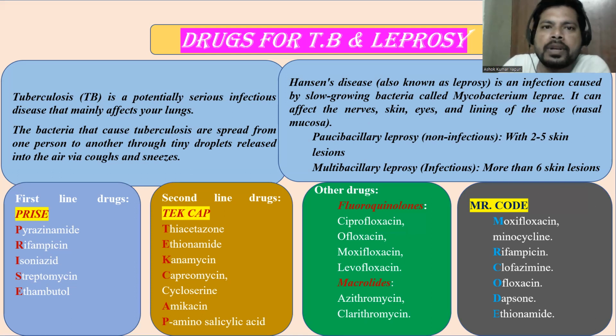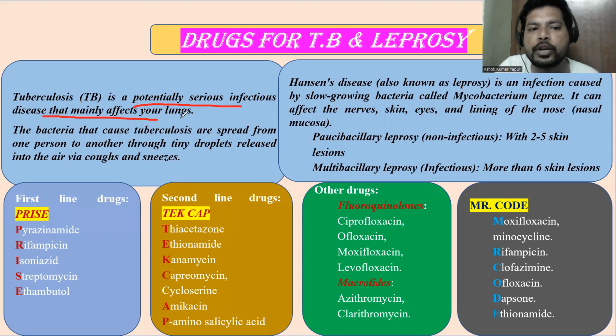Let's enter into the session, that is tuberculosis as well as leprosy. So as you know, both tuberculosis and leprosy are caused by the Mycobacterium species. Mycobacterium is one of the bacteria which contains an excess source of mycolic acid, a lipid substance. Regarding microbiology, it goes through acid fast staining, not similar to gram positive or gram negative. And tuberculosis is a potentially serious infectious disease, mainly affecting your lungs.